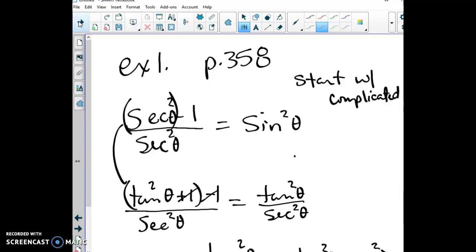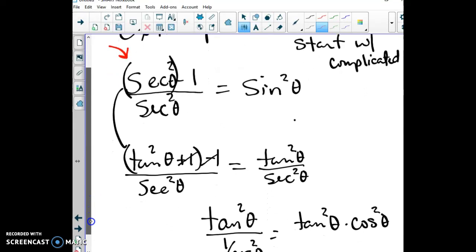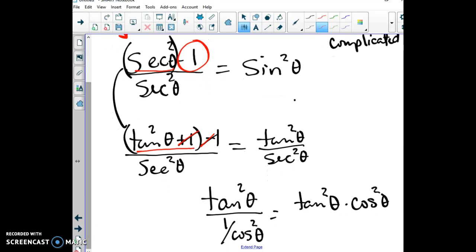So let's start by taking a look at example 1, page 358. Again, it says start with the most complicated. We can see the left-hand side of this identity is the most complicated: secant squared minus 1 over secant squared is equal to sine squared. It says we're going to start by using a Pythagorean identity. Secant squared theta is the same as tangent squared theta plus 1. We still have this minus 1 on the end, and these two are going to cancel each other out. We're left with tangent squared over secant squared.